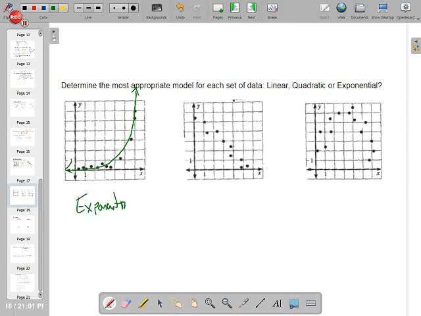This one looks to me like it's just a linear function. I think that's the one we just did, so I'd say that's linear. And then this third one appears to be a negative, upside down quadratic, so I think that would be a quadratic.